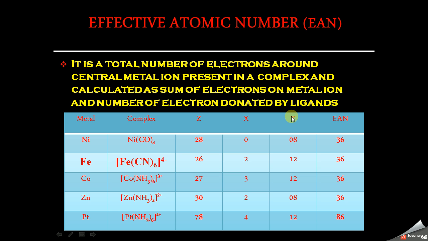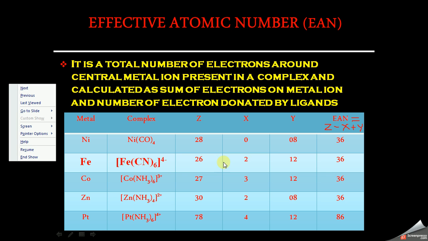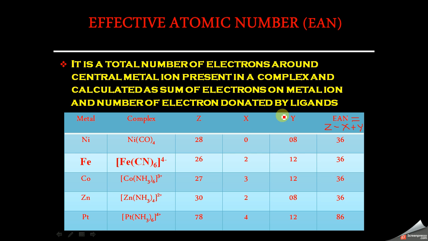And what is the formula of EAN? The EAN value can be calculated using the formula Z minus X plus Y, where Z is the atomic number of the metal, X is the number of electrons lost during the formation of the metal ion from its atom, and Y is the number of electrons donated by the ligand.